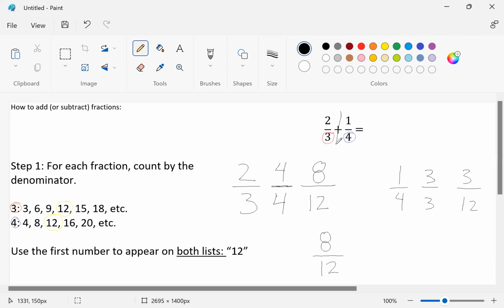So now instead of using 1/4 when I add, I'm going to use 3/12. So now I'm adding 8/12 plus 3/12, and we get 11 out of 12.